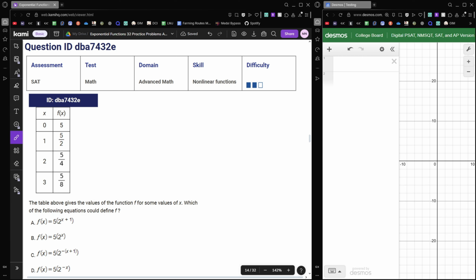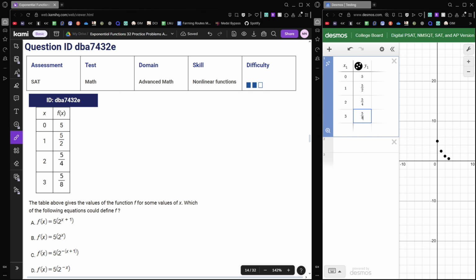Question number 14. The table above gives the values of the function f for some values of x. Which of the following equations could define f? So what I'm going to do here is just plug each of those equations into Desmos and see if they share the same points as the ones in the table. So first up, let me type the points in the table. Now to do that, you can click the plus sign right here, and then table, and now I'm just going to type in all of the points.